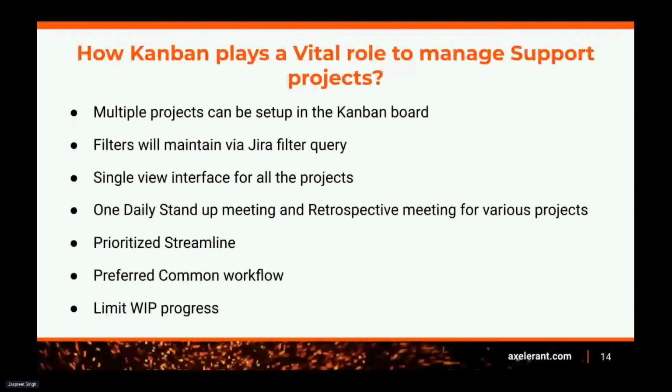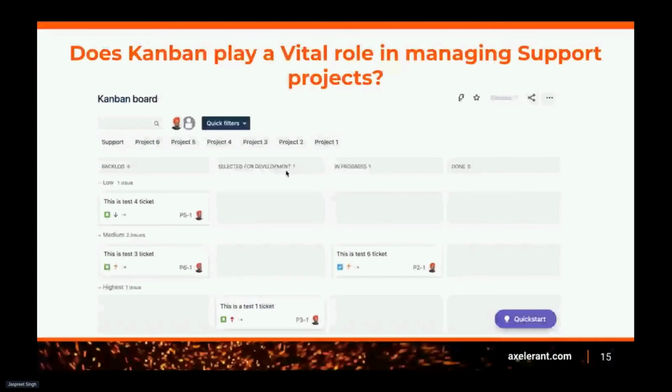Moving ahead, let me show you. This is one example which I have implemented. In this implementation, you can see on the top the support projects 6, 5, 4, 3, 2, 1. These are the projects, and once you click on any project, it will automatically show you that specific project's tickets. Swimlanes, you can see low, medium, high ones. These are the swimlanes which you can maintain from the backlog, sorry, from the Jira settings.